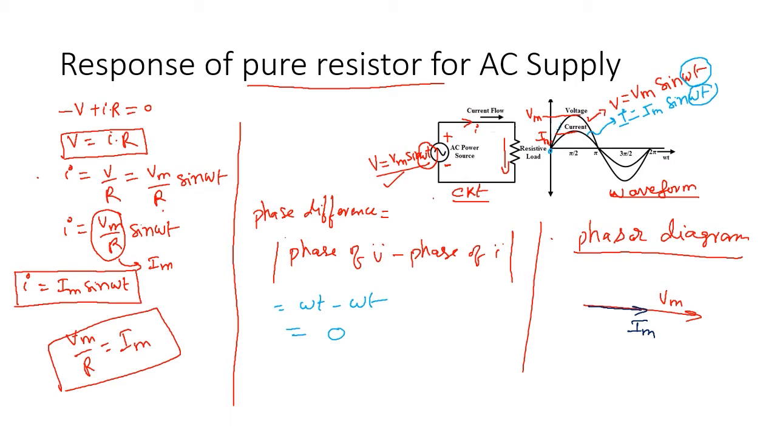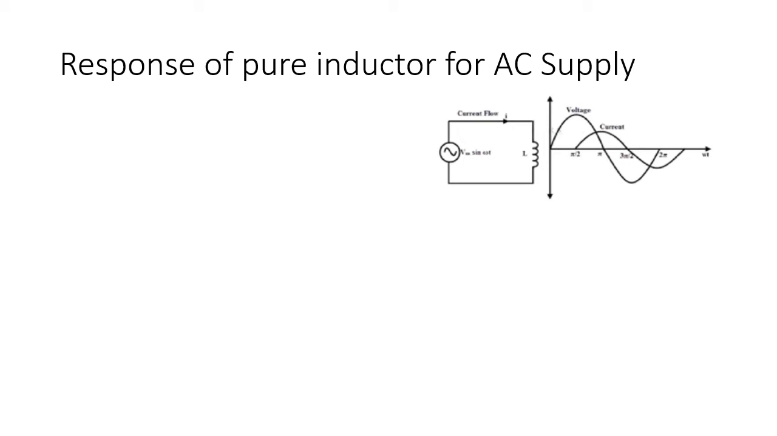So next we go for pure inductance. Next is a pure inductor. Pure inductor means the resistance is 0 here. So we are going to find the response of a pure inductor for an AC supply. So you see that this is the AC supply.